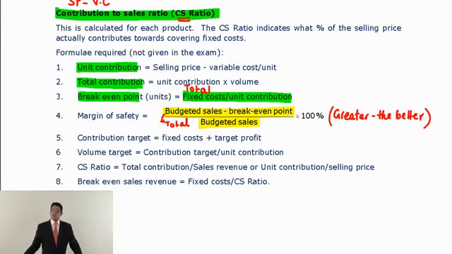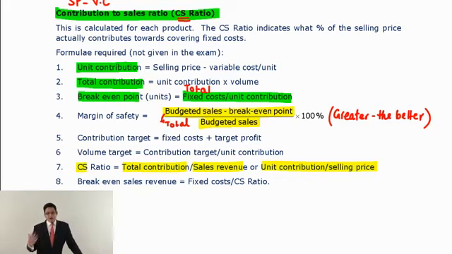Contribution target over fixed cost. These formulae were actually used in paper F2 as well, so that's like a little review. Target volume is contribution target divided by unit contribution. CS ratio, as the name says, is C divided by S. It can be total contribution divided by sales revenue, or if the data is given per unit, then unit contribution divided by unit selling price.